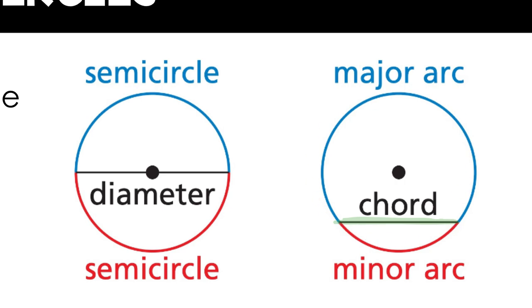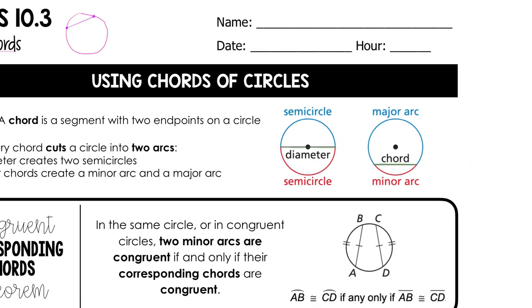Now also, if you have a chord that goes through the center point, we know that's called a diameter because it splits the circle directly in half, right? So we would call this one a diameter. And each of these arcs would be semicircles because they are exactly 180 degrees.